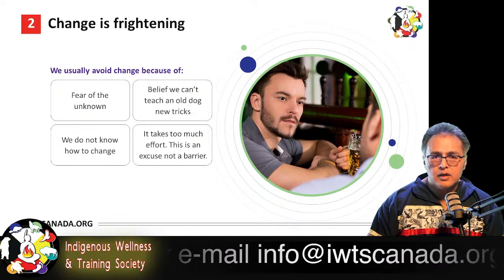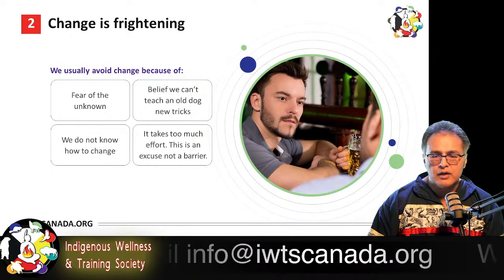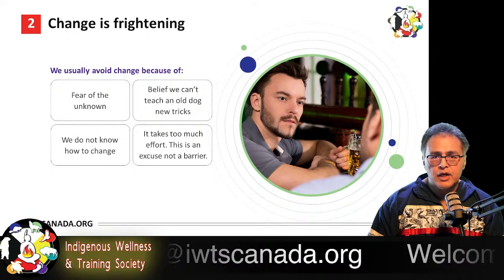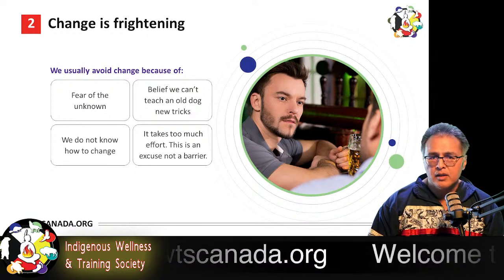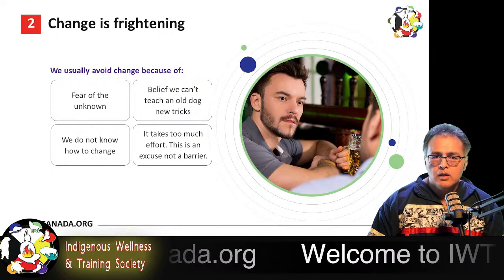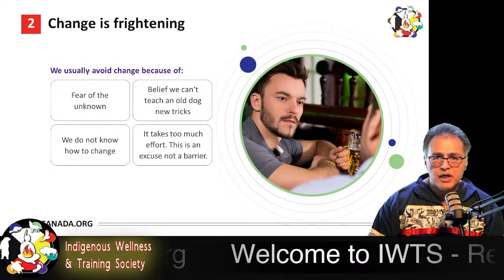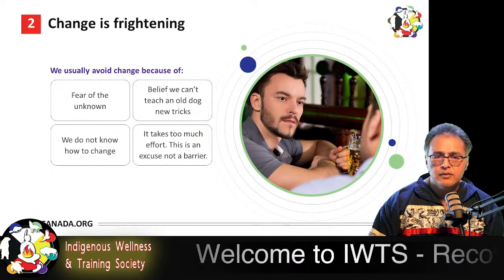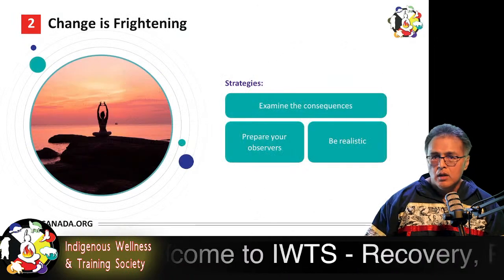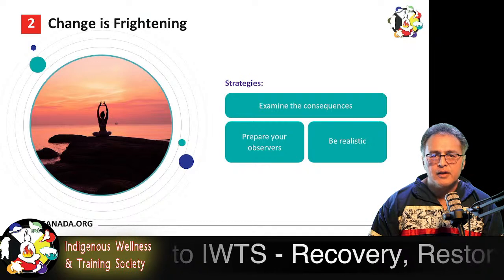it's challenging. And another reason that we don't want to change is that we can't teach an old dog new tricks. I'm still learning every day. Or we don't know how to change, or it takes too much effort, but that's more of an excuse. It's not really a barrier. So if change is frightening, what strategies can we use? We can examine the consequences. We can prepare observers and be realistic.